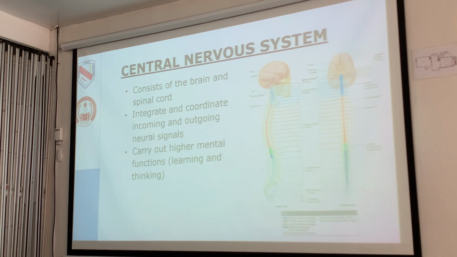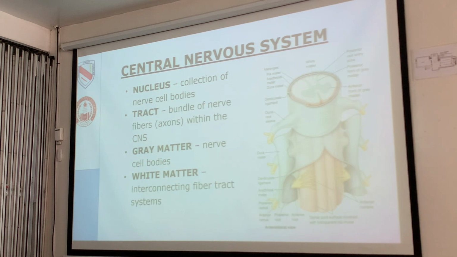Okay. Sacral, and then be familiar, especially with the cranial nerves. So the CNS, brain and spinal cord, carries out higher mental functions, learning. You have the nucleus, a collection of nerve cell bodies, the tract, the gray matter, and the white matter. Incidentally, it is really great when you see the cadaver. The gray matter and the white matter can easily be delineated.